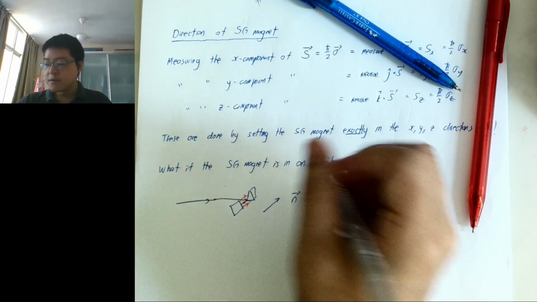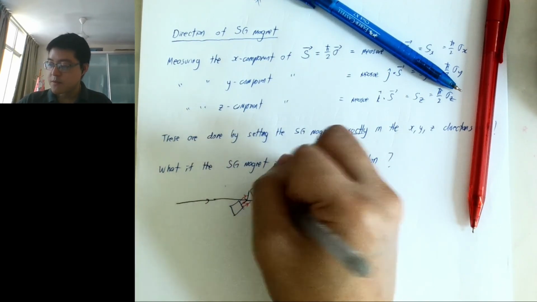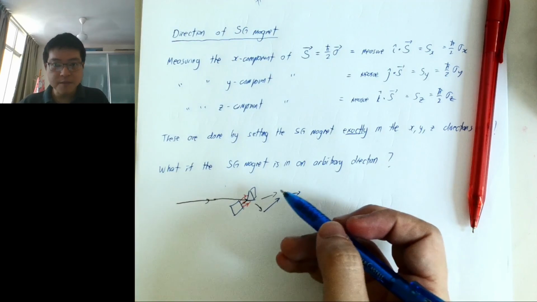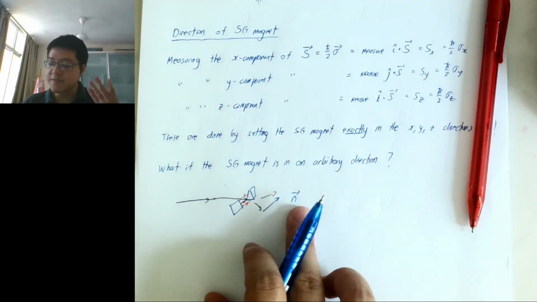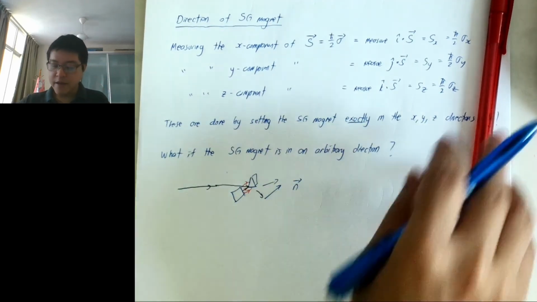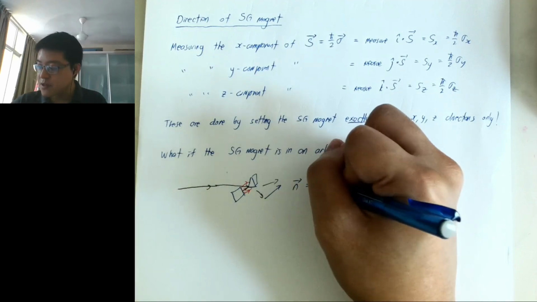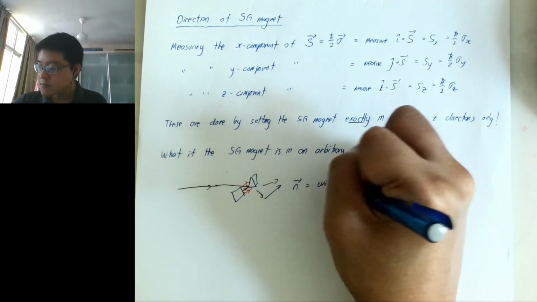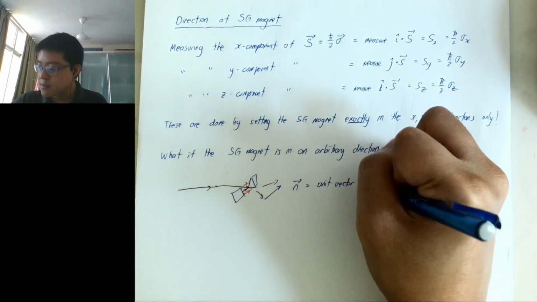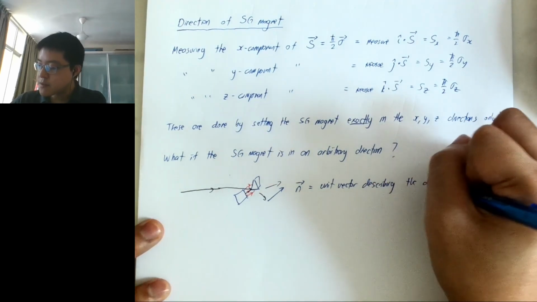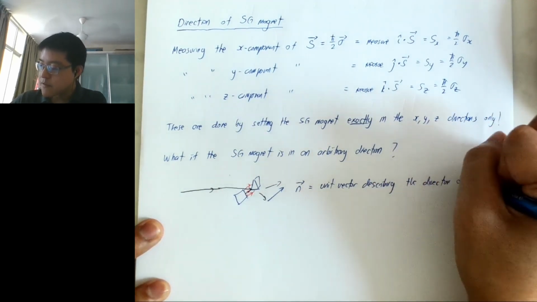Okay? So what comes out? Or what are the probabilities? How do you even calculate this? How do you write the state? Right? So what is the eigenstate of this magnet, in fact? Right? So n is the unit vector describing the direction of the magnet.